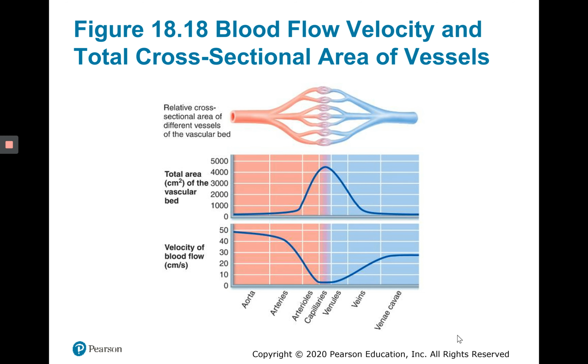Here in figure 18.18, we're seeing the blood flow velocity and total cross-sectional area of blood vessels and definitely seeing how they relate. So what we see is that we have the biggest increase in total cross-sectional area in capillaries as opposed to arteries and veins, and that's where we see the lowest velocity of blood flow. It's definitely in the capillaries. It picks slightly back up in the veins as blood flows away from the capillaries and enters venules, and then later veins, and eventually goes back to the heart via the vena cava, but that velocity never quite gets back up to what it was at the aorta.